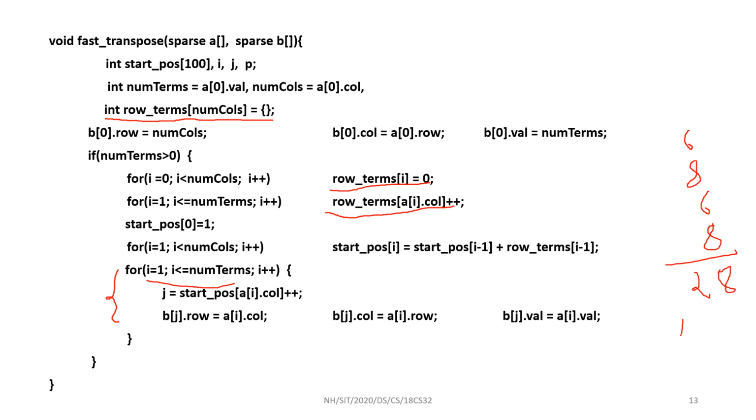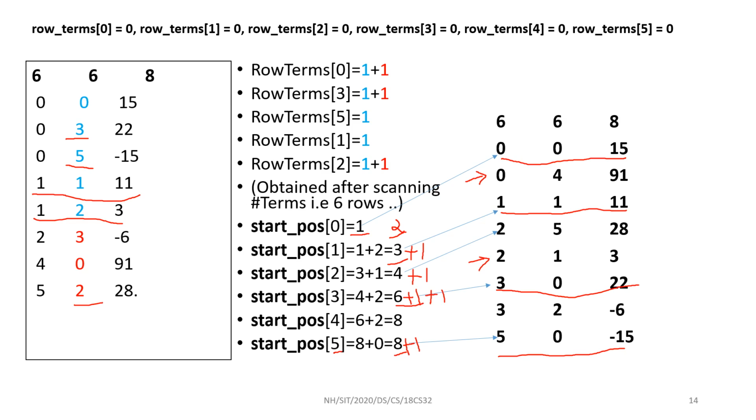In the ordinary transpose, it was 48 times, and in this case it is just 28 times. So it is called fast transpose, because compared to the ordinary transpose, this saves time. Okay, this is about sparse matrix.